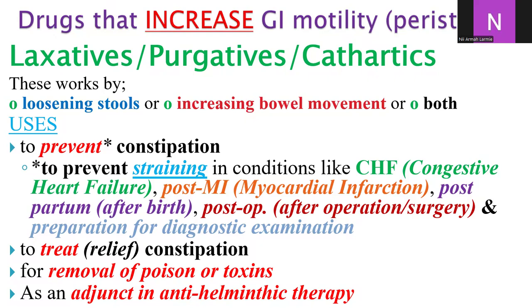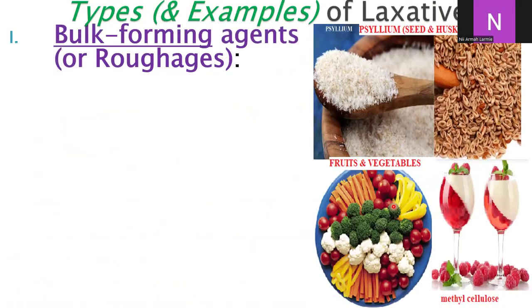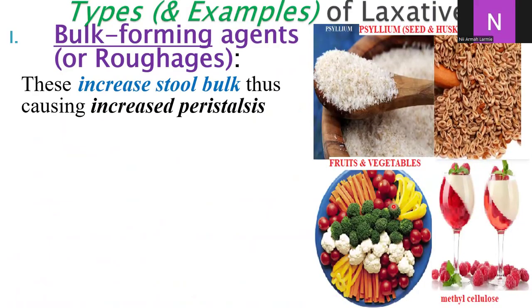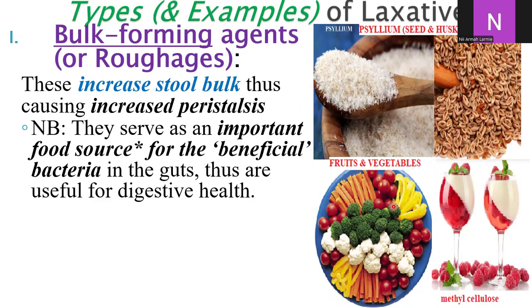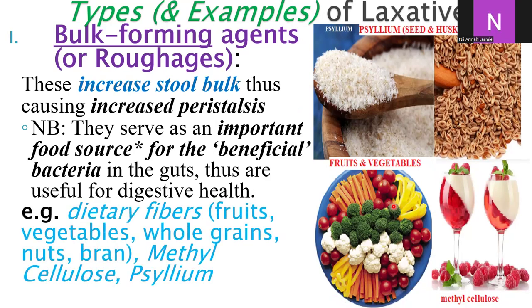Now let's look at some types or examples of laxatives. The first group, which to me is the favorite group, is the bulk-forming roughages, or agents. Now, I believe these are the best because these are normally food. These are obtained from food substances, dietary fibers.